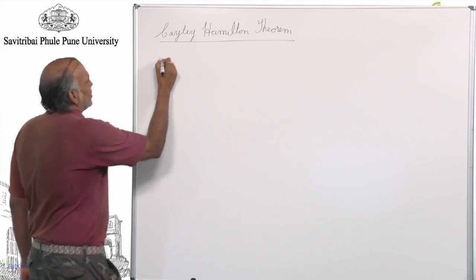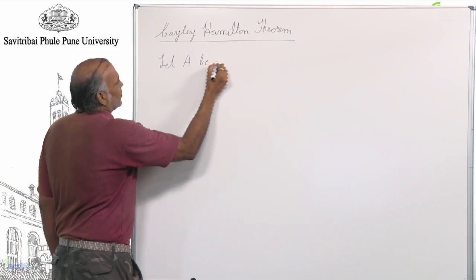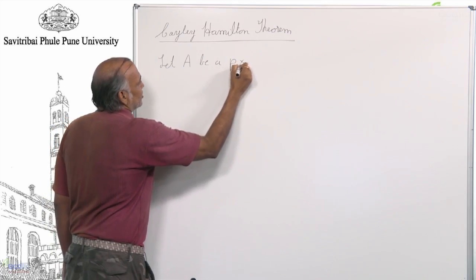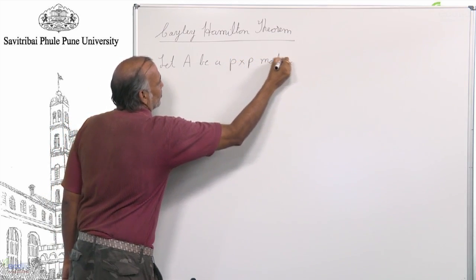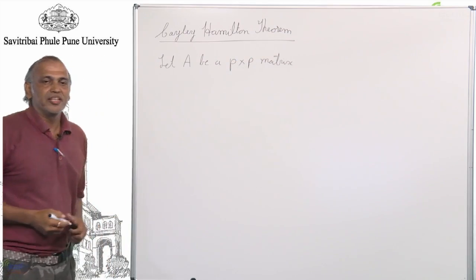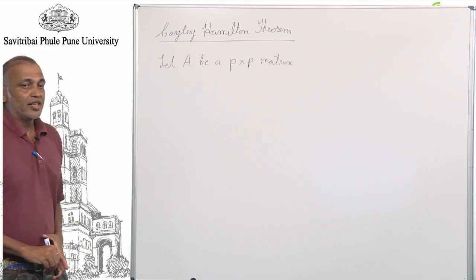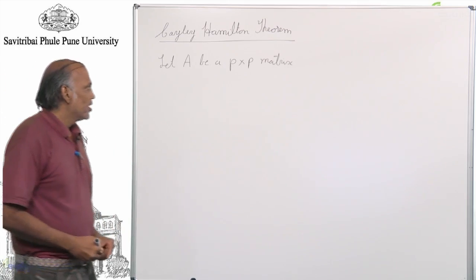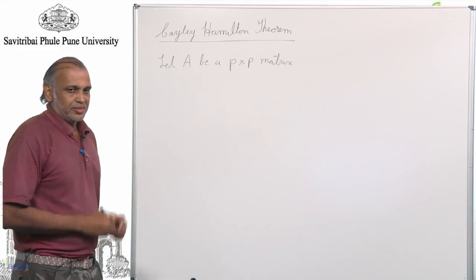Now let A be a P by P matrix with real or complex entries. P is a natural number, and so this is a square matrix. We will be talking of only P by P matrices in this lecture.